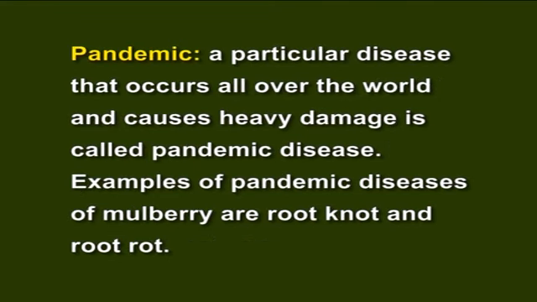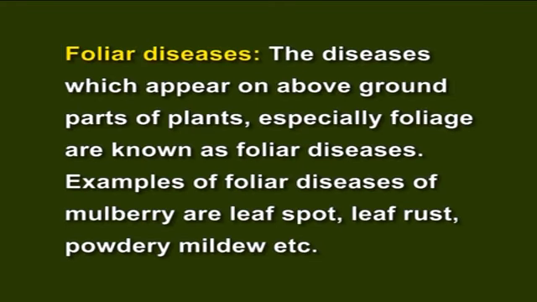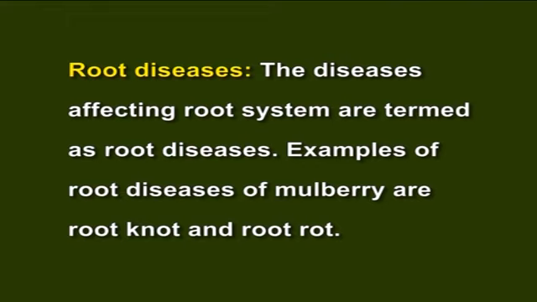Classification based on plant parts affected. Based on the plant parts affected, the diseases of mulberry can be classified into 4 groups such as foliar diseases, root diseases, vascular diseases and systemic diseases. Foliar diseases: the diseases which appear on above ground parts of plants, especially foliage, are known as foliar diseases. Examples: leaf spot, leaf rust, powdery mildew. Root diseases: the diseases affecting the root system are termed as root diseases. Examples of root diseases of mulberry are root knot and root rot.